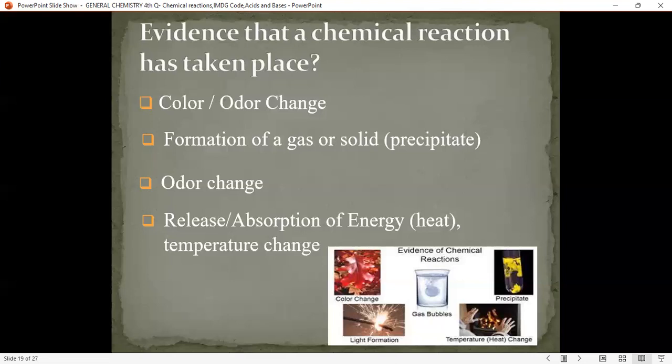Most of the time, this occurs when there is a chemical reaction that has taken place. And also we have the release or the absorption of energy or heat, no? So our temperature will really change when there is a chemical reaction. Okay, so I hope that is clear to all of you about the different chemical reaction types and also these different evidences that will take place when there is a chemical reaction.